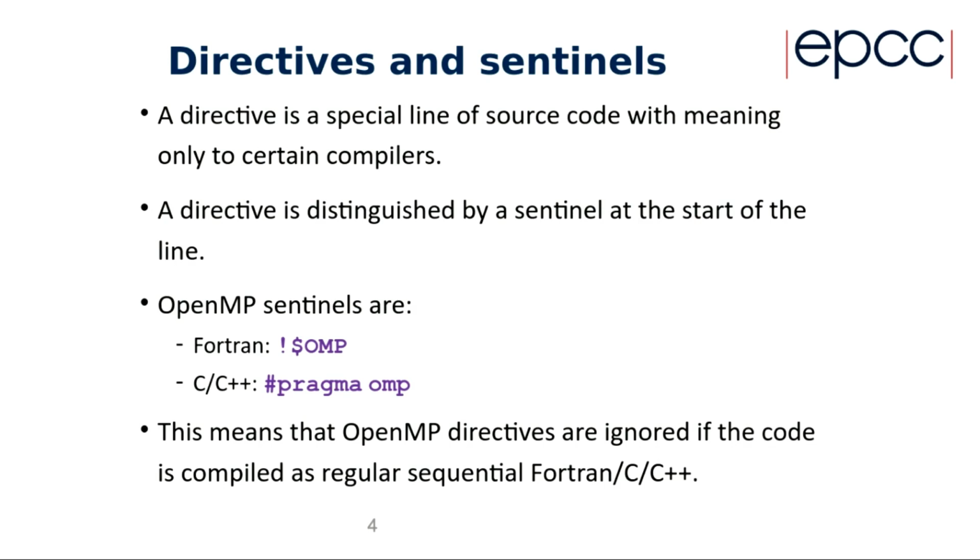A directive is a special line of source code which has meaning to only certain compilers. So it's a mechanism for extending base languages like C or Fortran. The directive is distinguished by what's called a sentinel at the start of a line. The sentinel is just a special sequence of characters that says that this is an OpenMP directive and not a line of normal C, Fortran, or C++. For OpenMP, the sentinels are !$OMP in Fortran, and #pragma omp for C and C++.